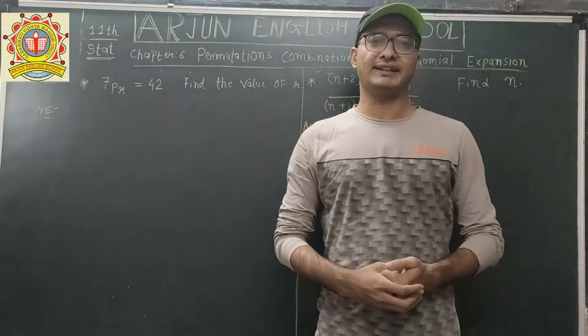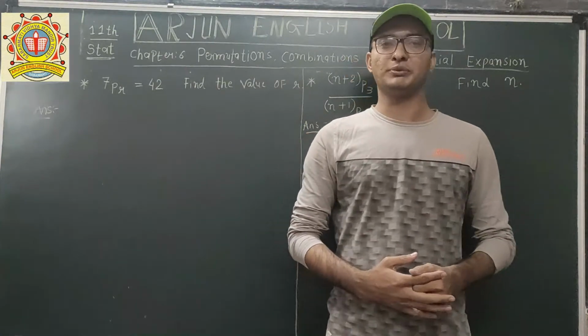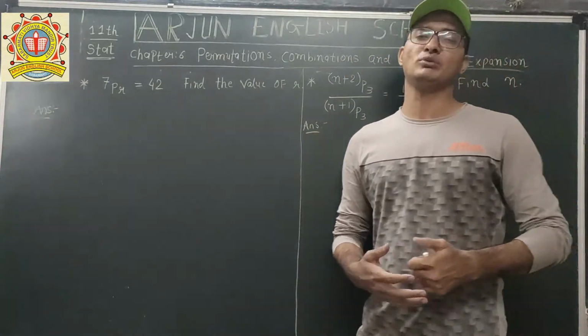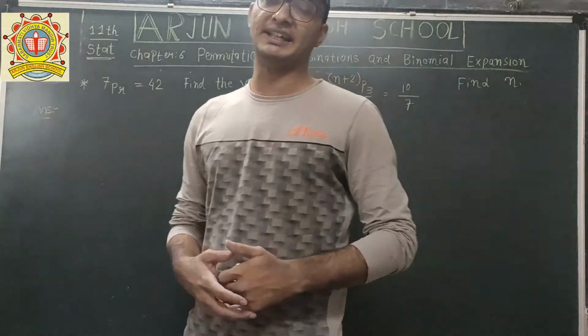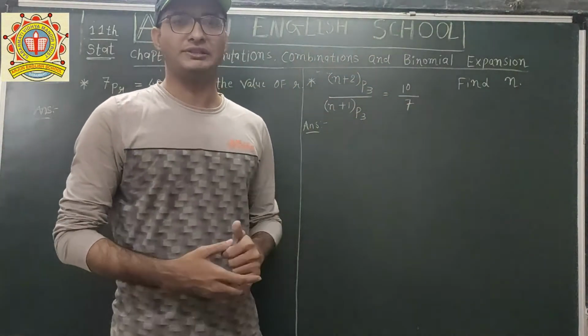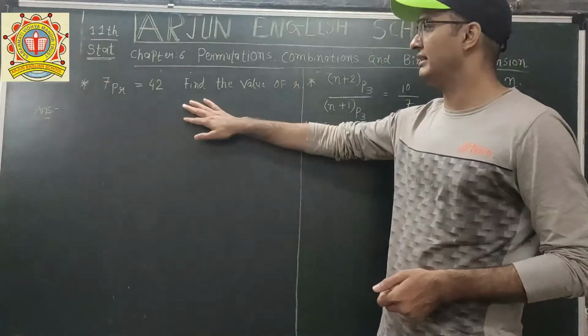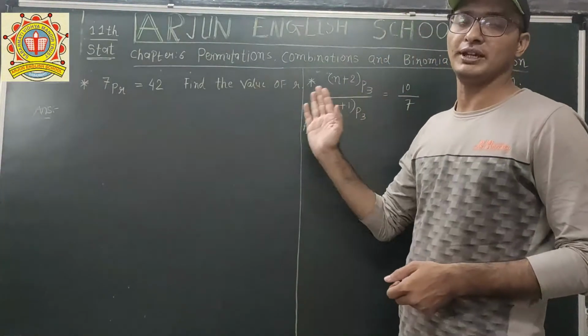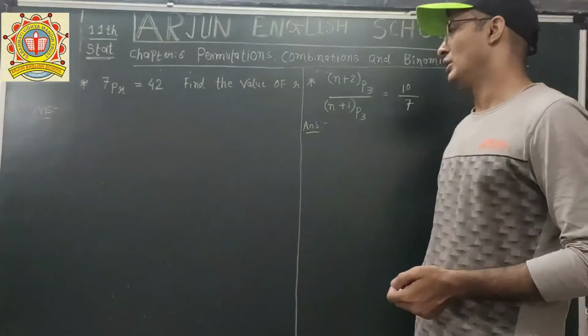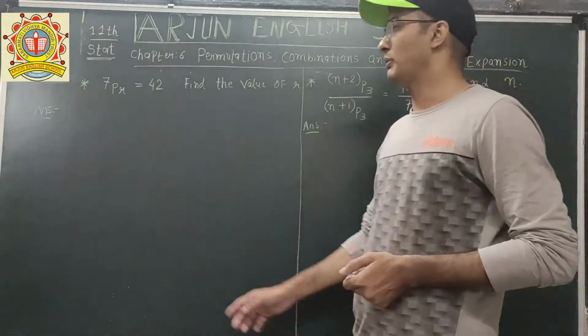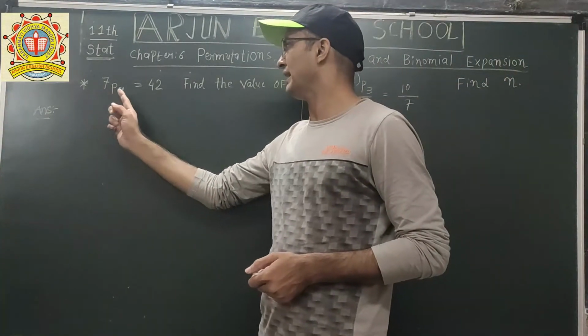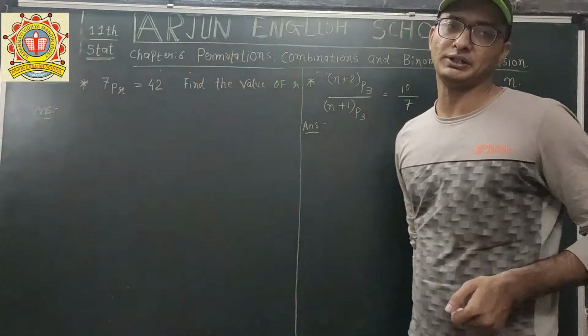In 11th standard, chapter number 6, permutation, combination and binomial expansion. This is the second class, and for the permutation session, I am going to start the second class for this chapter, and here there are two practical sums. We are going to start them one by one. In the first question, they provided that 7PR is equal to 42.